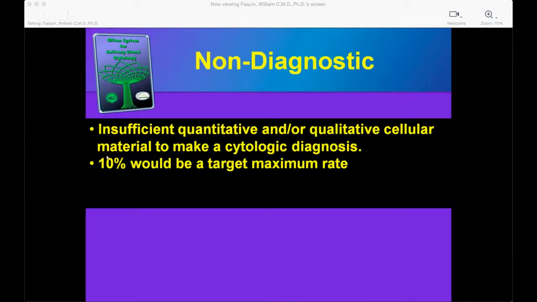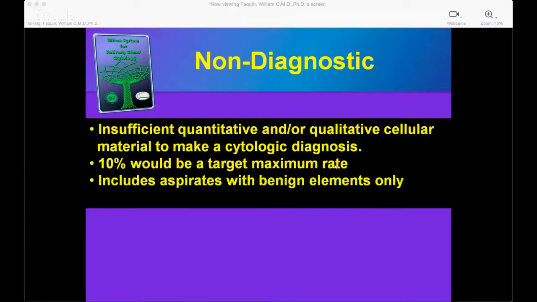We would hope that 10% would be the target maximum rate for non-diagnostic salivary gland FNAs. The FNAs in this category would include aspirates that contain benign salivary gland elements only, without any other indication for why there would be a salivary gland mass. And also within this category of non-diagnostic, it would include cases of cyst contents only, and in particular, non-mucinous cyst contents. And we'll talk about the mucinous cyst contents in a few minutes, because that's a special case.